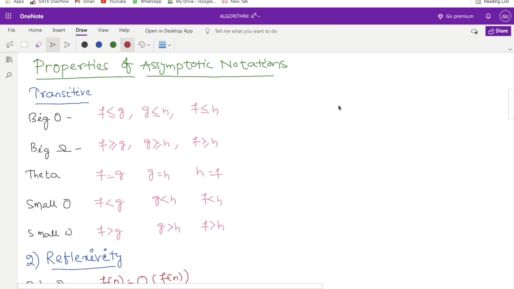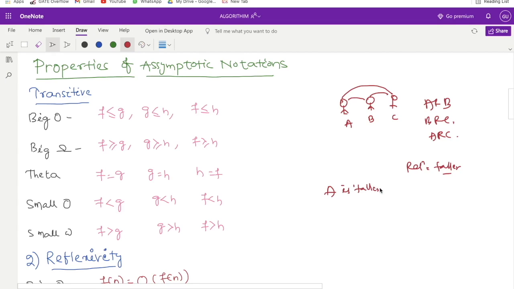What is transitive? Suppose this is a person, this is another person, and this is the third person: A, B, and C. Suppose A is related to B, and B is related to C. That means A is also related to C. Let me take a relation and show you what this implies. Suppose the relation is taller. A is related to B means A is taller than B. And B is related to C means B is taller than C. Then obviously from these two statements we can derive that A is taller than C.